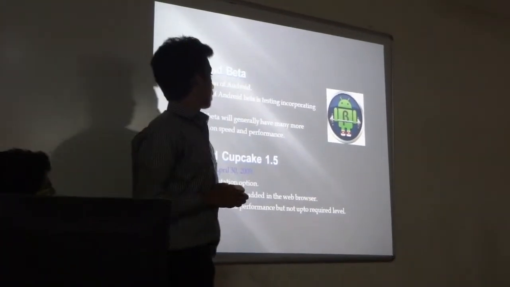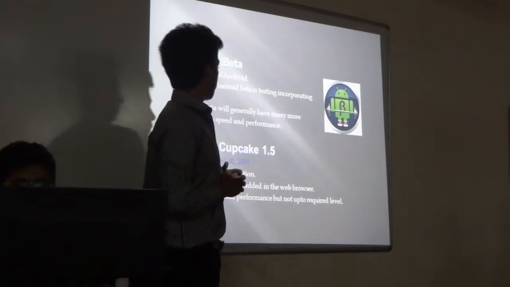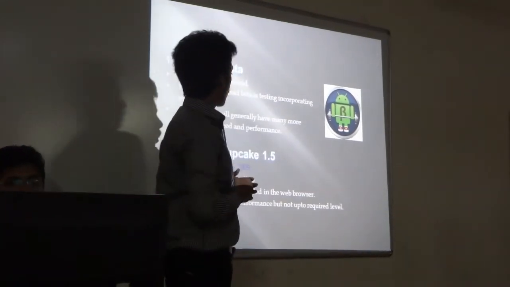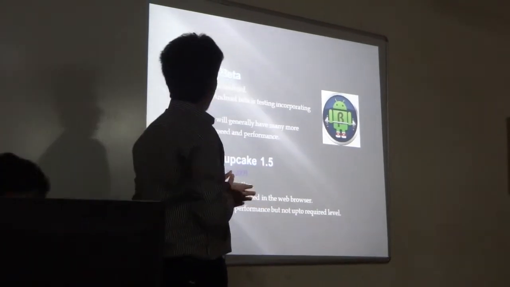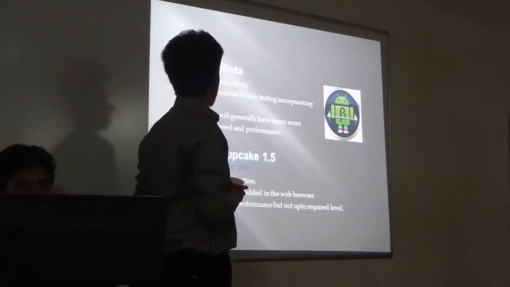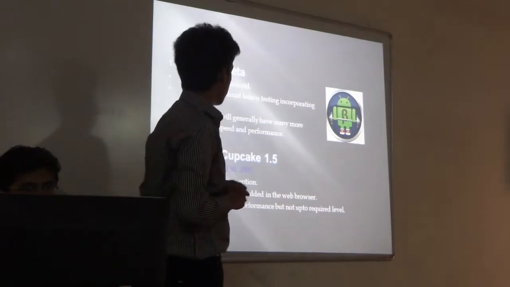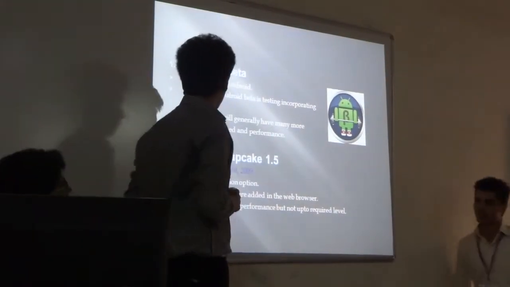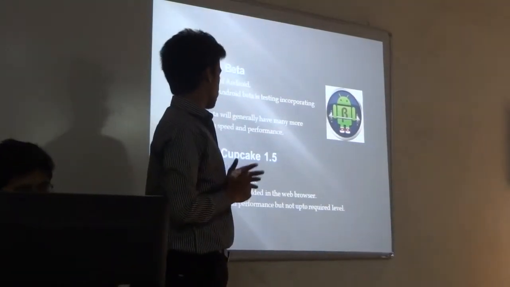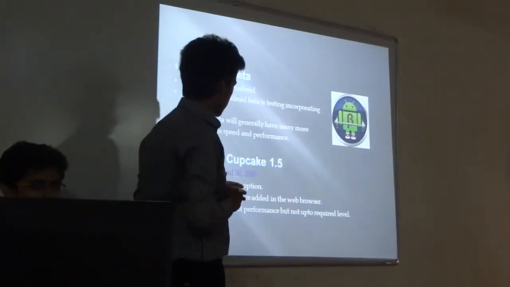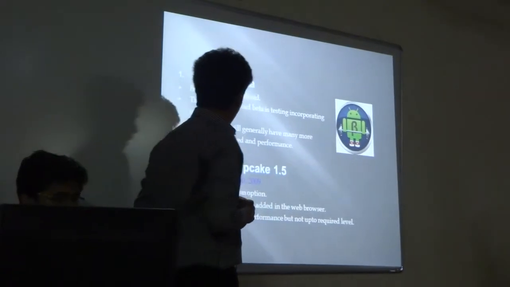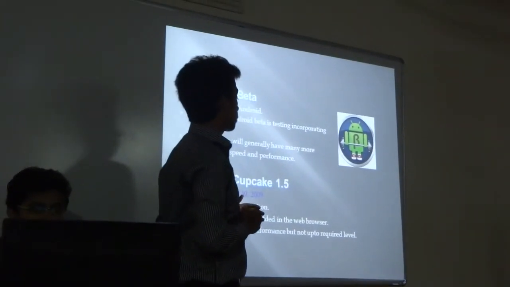Android Beta. The first version of Android. The focus of Android Beta is testing and incorporating usability. Android Beta will generally have many more problems on speed and performance. Second, Android Cupcake 1.5, released on April 30th, 2009, added auto rotation option, copy and paste features added in the web browser, increased speed and performance but not up to the requirement level.